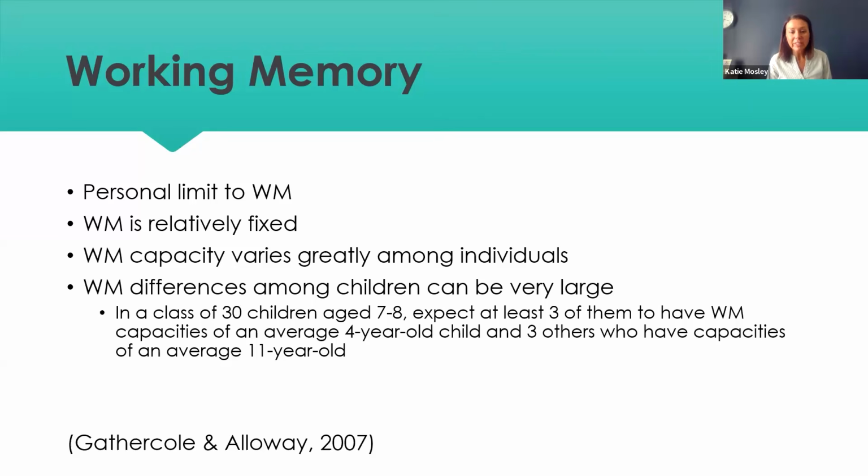In a class of 30, what research tells us, if we're looking at a class of 30, 7 to 8-year-olds, so we're looking at like 2nd, 3rd graders here, 3 of them will have the working memory capacity of a 4-year-old. 3 will have the average working memory capacity of an 11-year-old. And then you've got everyone in between. And when you stop and think about that, that's a really big deal, because you are working with such a range of students. Each of their needs in working memory is going to be so diverse.